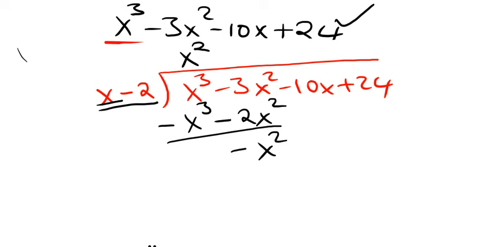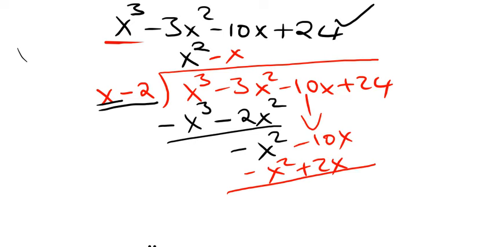So x to the power 3 minus x to the power 3 gives us a 0. Again we are supposed to divide. What we have there is supposed to be divided by the x. If you divide by the x, it will be minus x. Multiply the other side, you have minus x squared plus 2x. We are subtracting again, so as usual this will cancel out. Then the other part, negative 10x minus 2x, what are we going to have? Negative 12x.